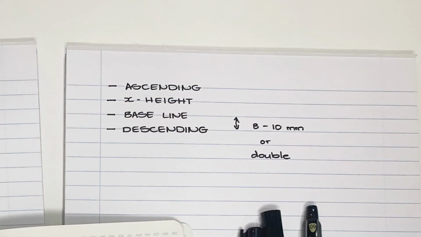As for your guides, you will need to make sure that you have a baseline, an X height, an ascender line, and a descender line. Depending on the pen you are using, the space between the lines will change. For a small brush pen like the Fudenosuke hard tip, a space of 8 to 10 mm will work great. For a larger brush pen, you'll want to double it.